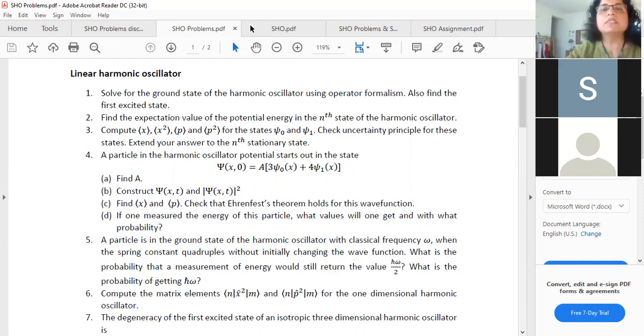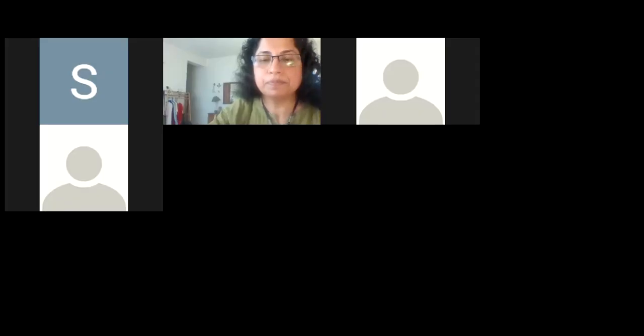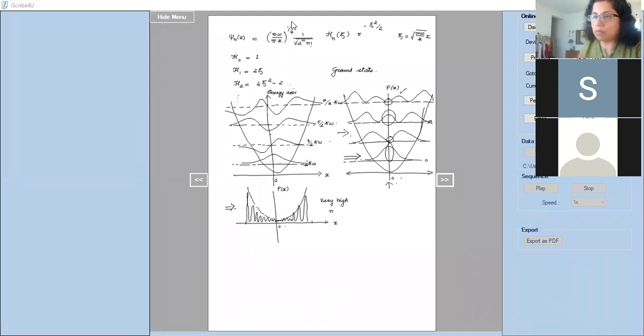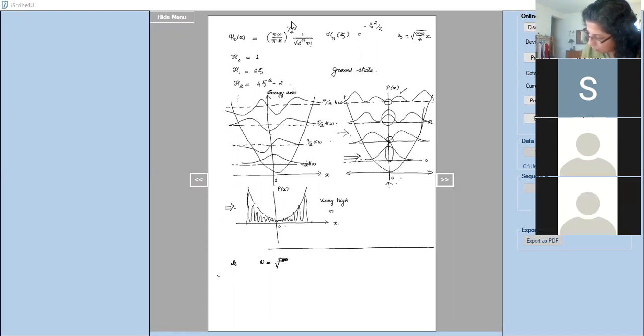Okay, so I will stop the share and I will share my iScribe. And what we have over here, let me just draw this line. So you initially had a k, and you had an omega which was essentially root of k by m, correct?